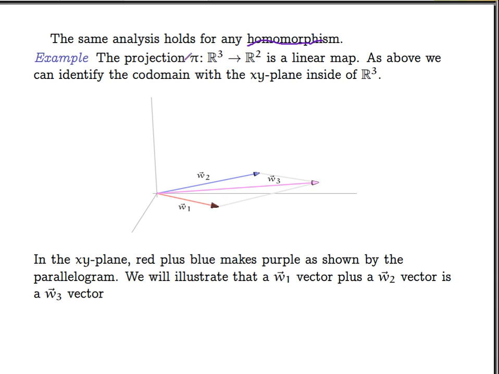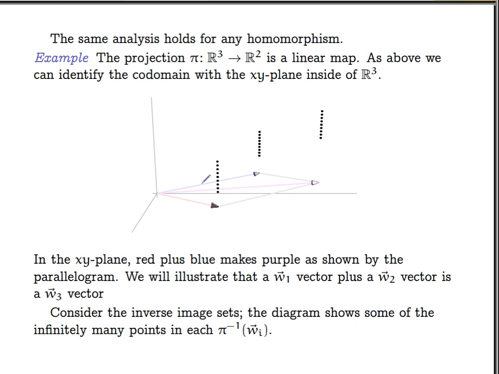So the projection from R3 to R2 is a linear map. As above, we can identify the codomain with the xy plane inside of R3. Okay, this R2 can be identified as the xy plane. All right, in the xy plane, red plus blue makes purple. Okay, so that's W1 plus W2 equals W3.